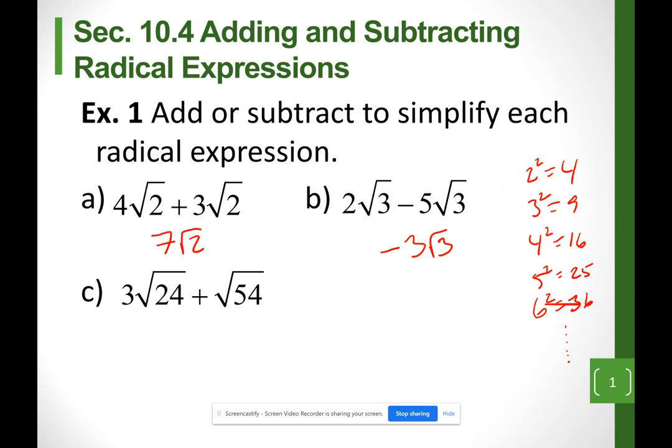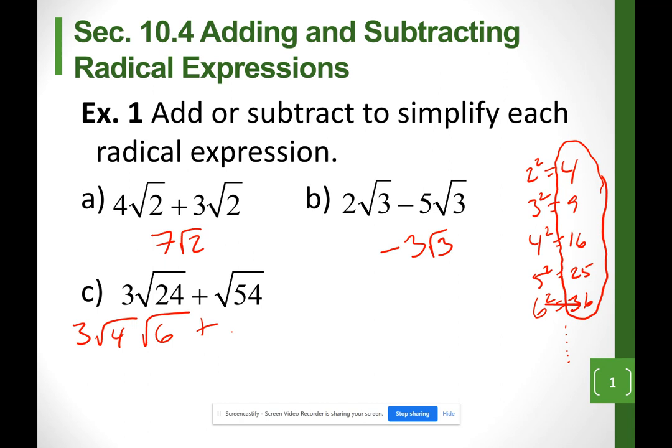Now, square root of 24, let me break that. So there's a 3 in the front. Square root of 24, let me break that into 2 radicals such that one of them is a perfect square. So I'm thinking 2 numbers that multiplied equals 24. One of my numbers must be from this list at the right. So I'm going to think of 4 times 6. One of my square roots is a perfect square root. Then I'm going to go plus.